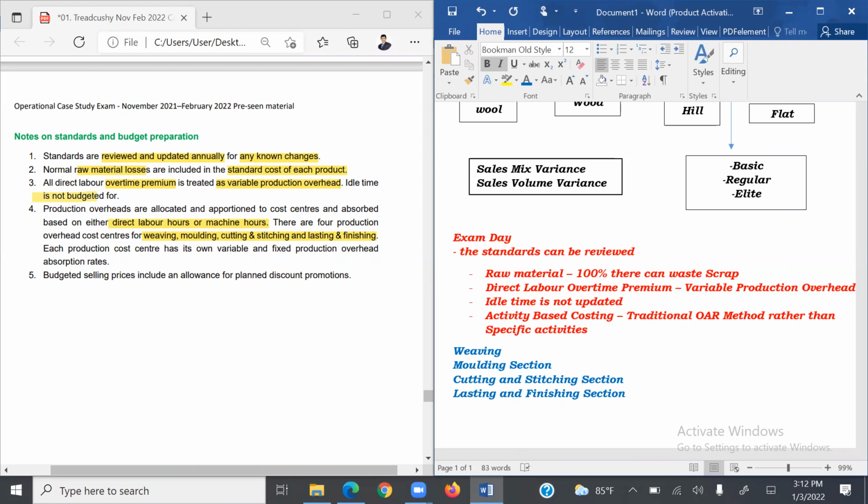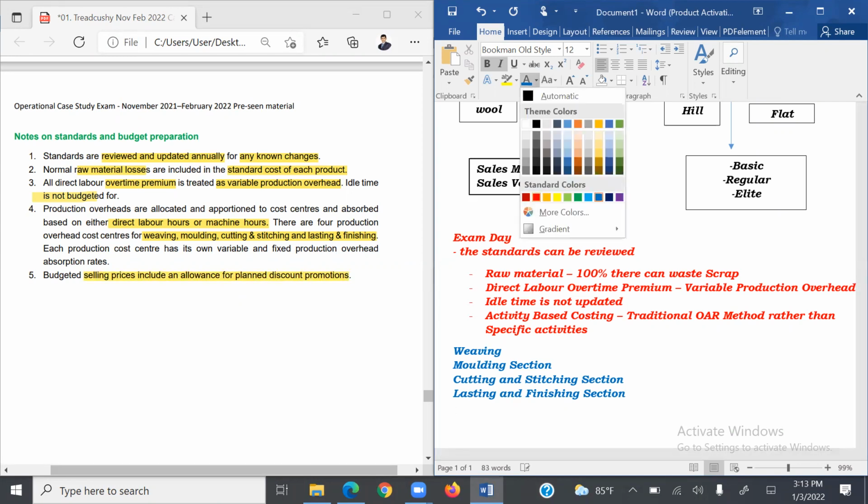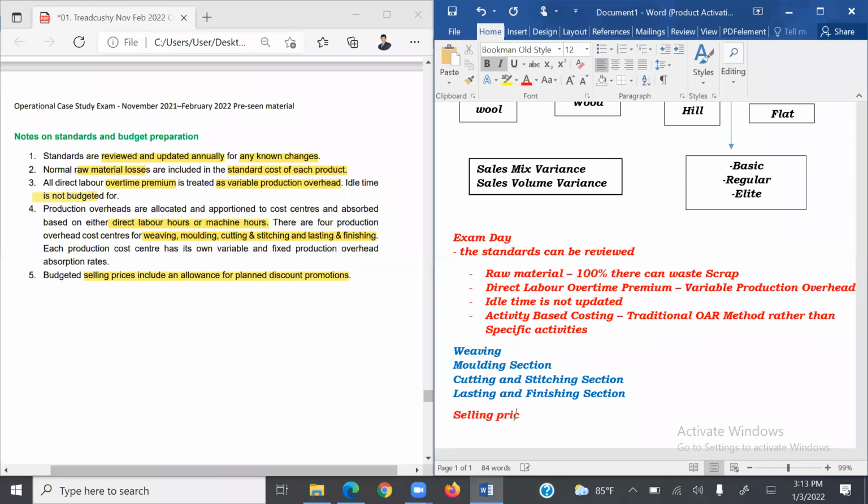Before moving on, each production cost center has its own variable and production overhead absorption rate. The budgeted selling price includes an allowance for planned discounts and promotion. So, students, the selling price already includes discounts and promotion. I will write down here: selling price includes discount and promotion. Selling price includes discount and what, students? Promotions. I believe that is a clear point, students.